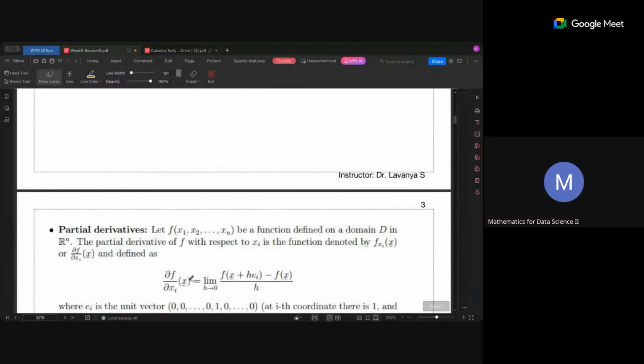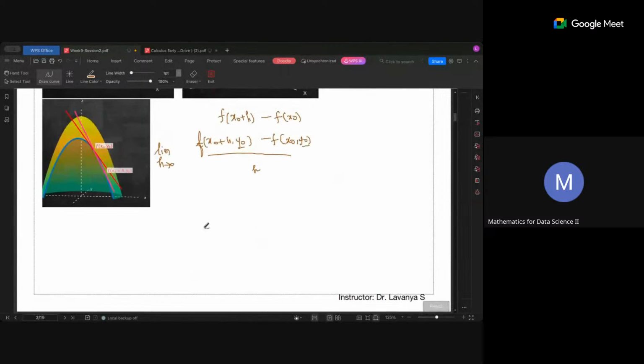So here the particular variable is taken as x tilde. Here your x tilde is taken as x naught comma y naught. And here, with respect to x means you are considering E1, which is 1 comma 0, right? So x tilde plus h E1 is nothing but x naught comma y naught plus h times 1 comma 0. What is this equal to now?